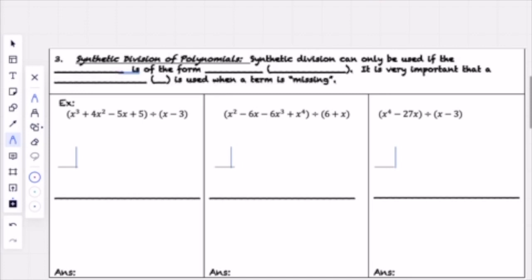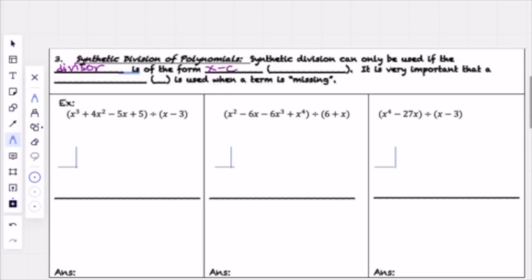Okay, we're going to talk a little bit about synthetic division. Synthetic division is so fast, it's awesome. It goes significantly faster than long division, but it's restricted in when it can be used. It can only be used if the divisor is of the form x minus c. Notice there is nothing in front of the x, no coefficient. X is not raised to any power.